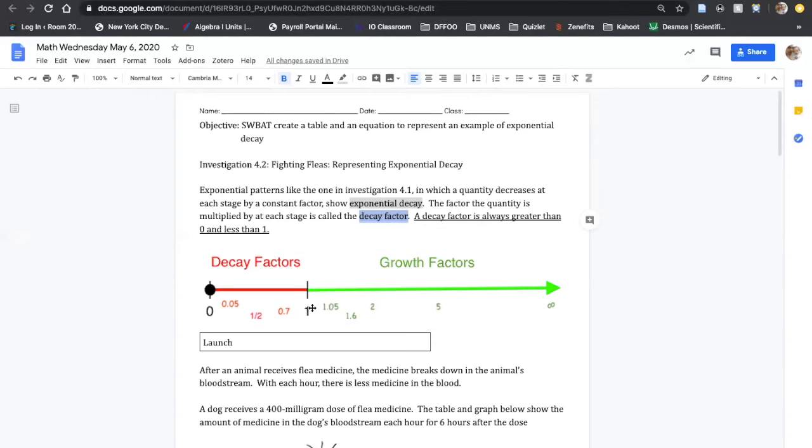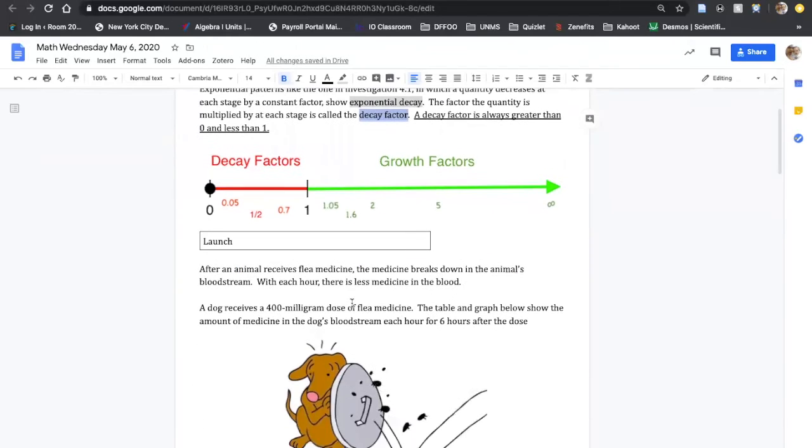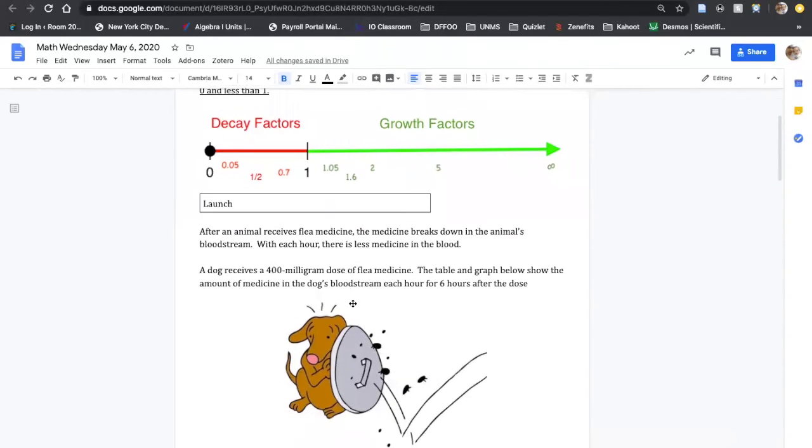So that's how you tell the two apart. If it's less than 1, it's a decay factor. If it's bigger than 1, it's a growth factor. You're also going to notice that it stops at 0 because you never have negative decay factors or growth factors, all right? So for today, we're going to look at an example of exponential decay.